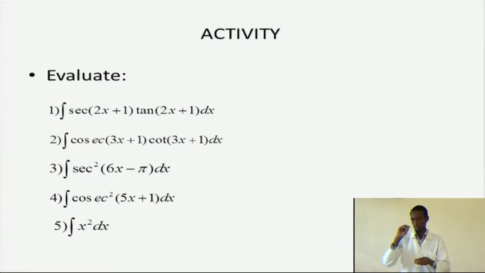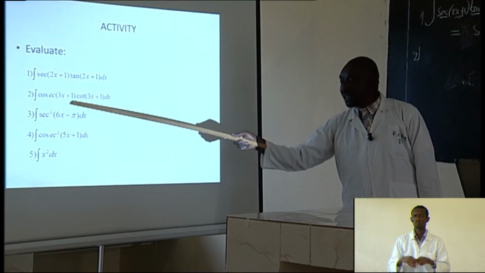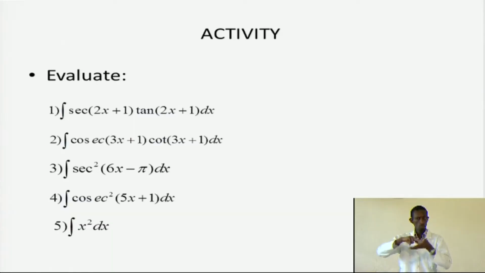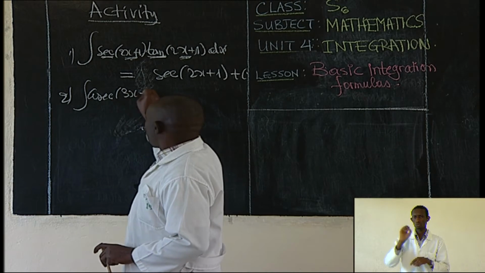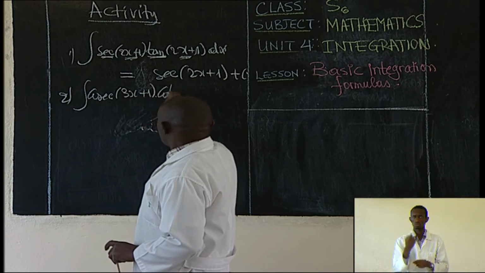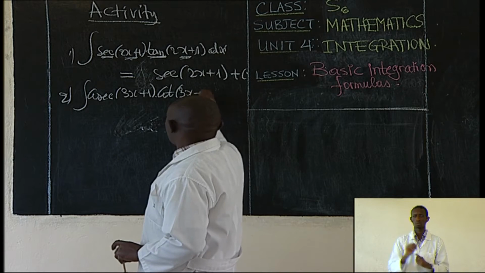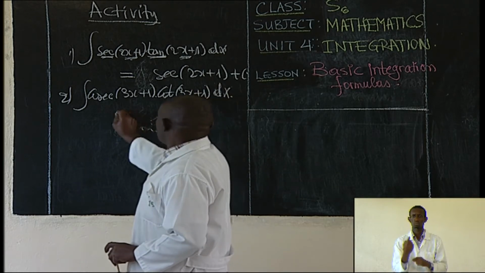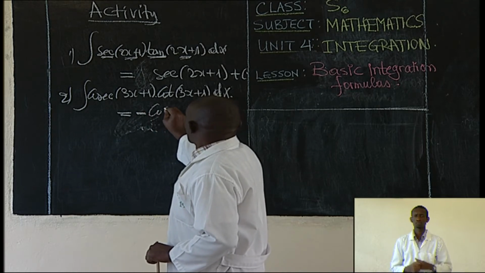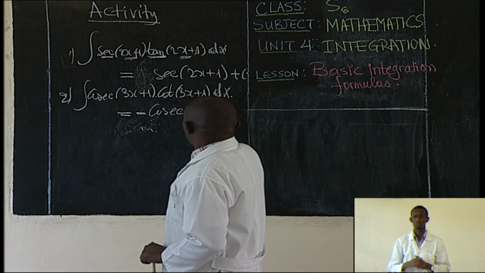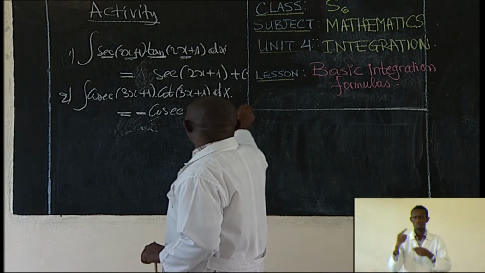Number 2, you see we have cosec and cotan. The expression in the bracket is the same. So it means that the integral of cosec of 3x plus 1 times cotan of 3x plus 1 dx, this is equal to minus cosec of 3x plus 1, then plus c.